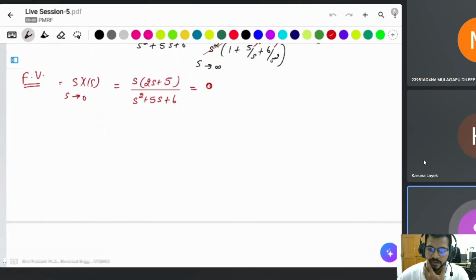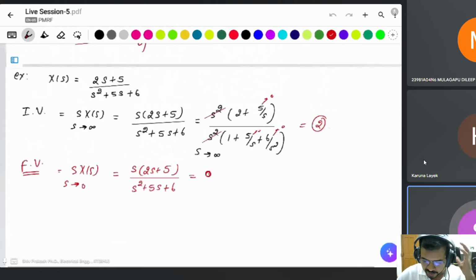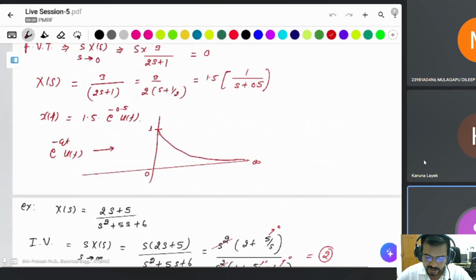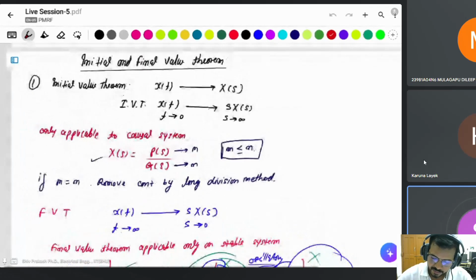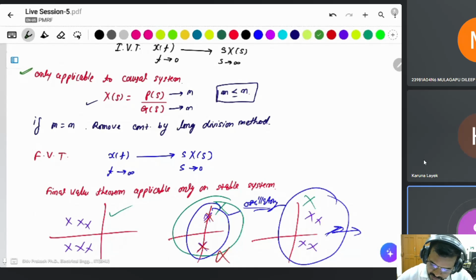Okay. Initial value theorem and final value theorem are completed. But you have to take care about choosing the initial value and final value theorem. If there is a causal system, then only you can apply the initial value theorem. If the system is stable, then only you can apply the final value theorem. For an unstable or oscillatory system, you can't apply the final value theorem because you can't find the exact final value of that system.